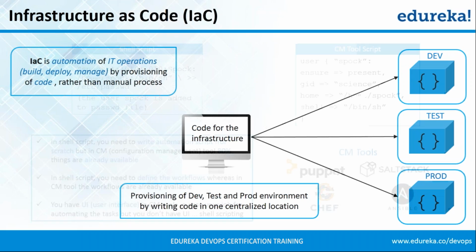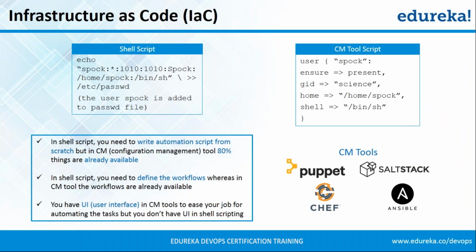So let us move forward and compare shell script with the configuration management tool script. There are three key metrics on which we will compare the shell script and CM tool script. First, in shell script, you need to write the automation script from scratch. But when we talk about CM tool script, 80% of things are already present. Second of all, in shell script, you need to define workflows. But in CM tool script, the workflows are already there. For example, in Chef, we have run list, similarly for other tools as well.